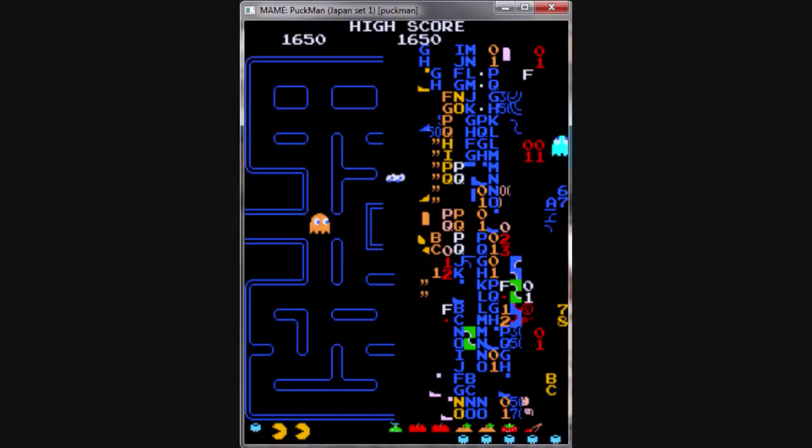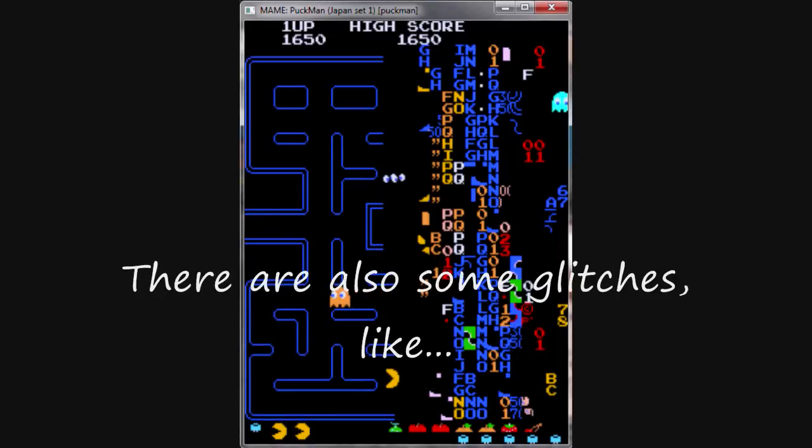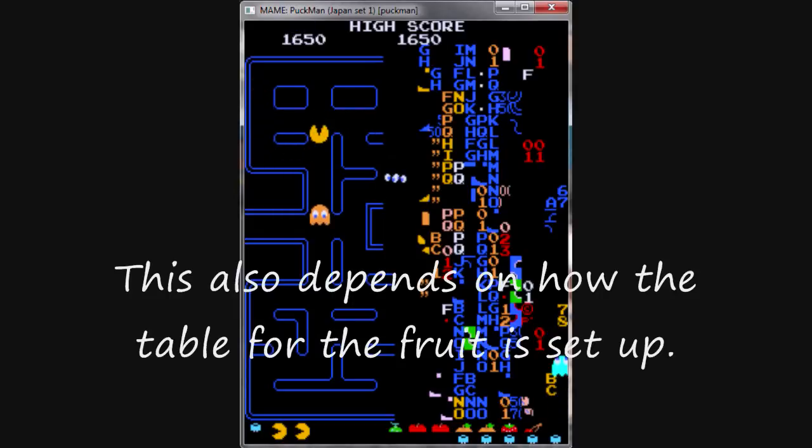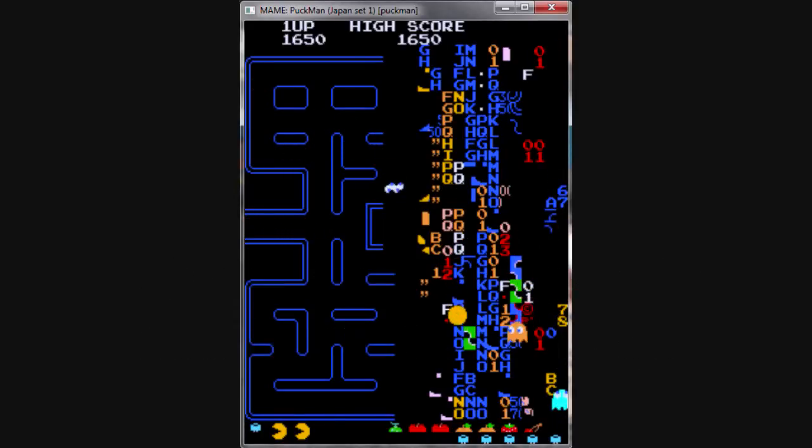And in another case I've seen there are also some glitches, like the ghosts that I've eaten are trying to go back into the ghost home and can't do that. This also depends on how the table for the fruit is set up. So basically it causes this jumbled kill screen.